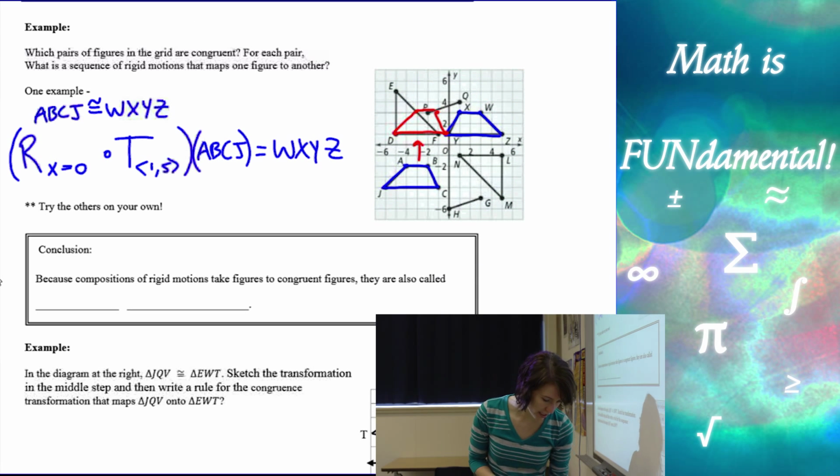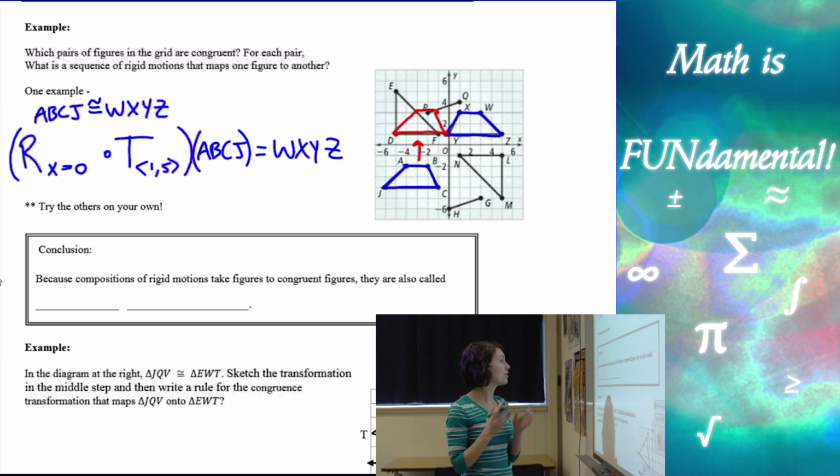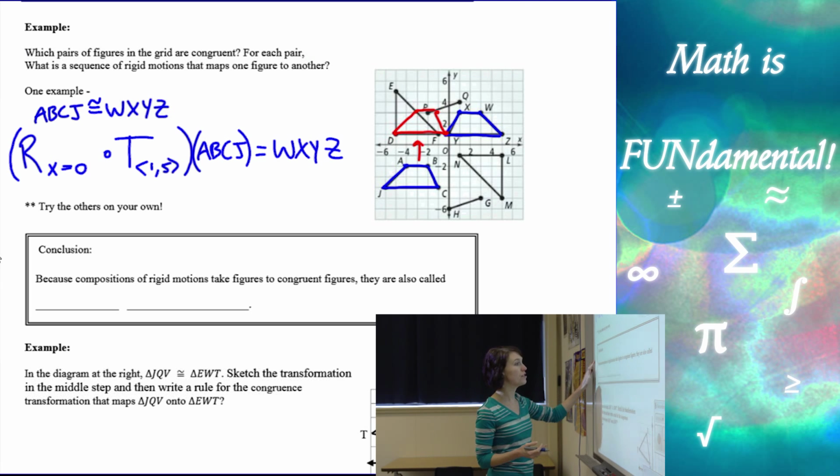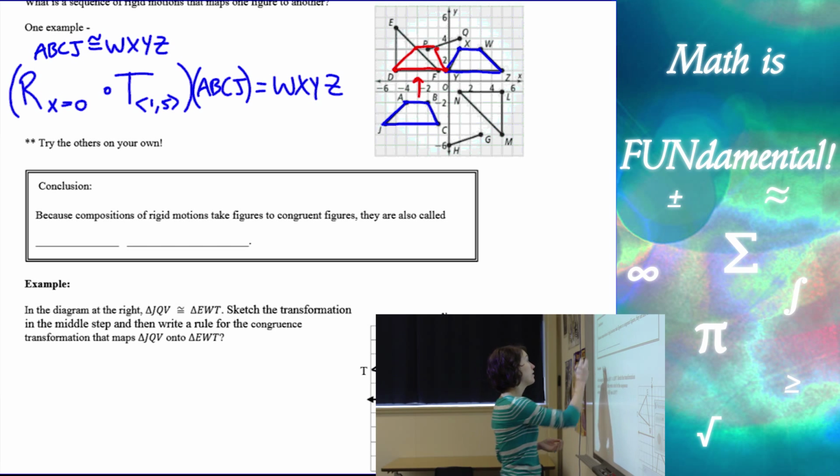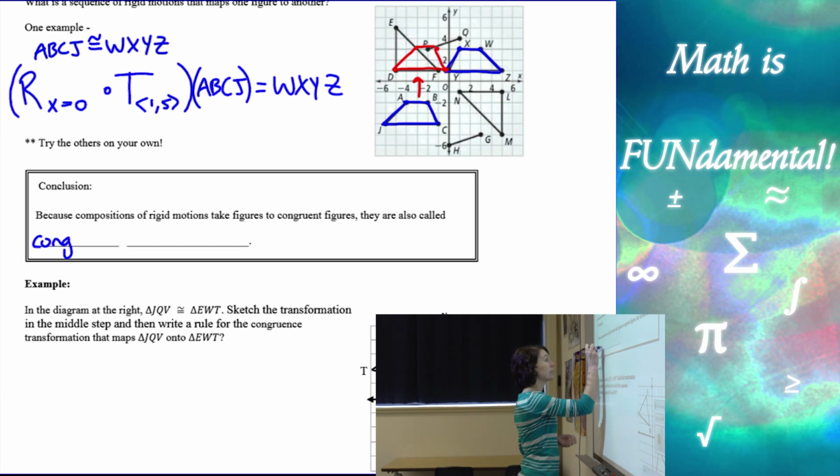You can try the other ones on your own if you'd like. All right, here we go. So, conclusion: because compositions of rigid motions take figures to congruent figures, so they're still congruent, they are called congruence transformations.